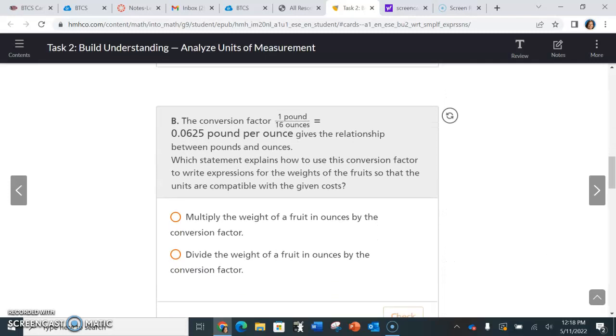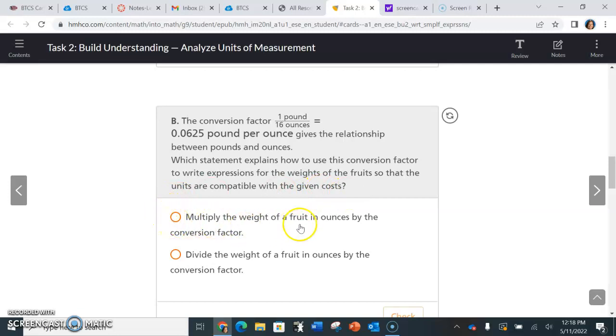All right, so it says the conversion factor: 1 pound is the same as 16 ounces. So 1 pound divided by 16 ounces is 0.0625 pounds per ounce. That gives the relationship between pounds and ounces. Which statement explains how to use this conversion factor to write expressions for the weight of the fruit so that the units are compatible with the given cost?